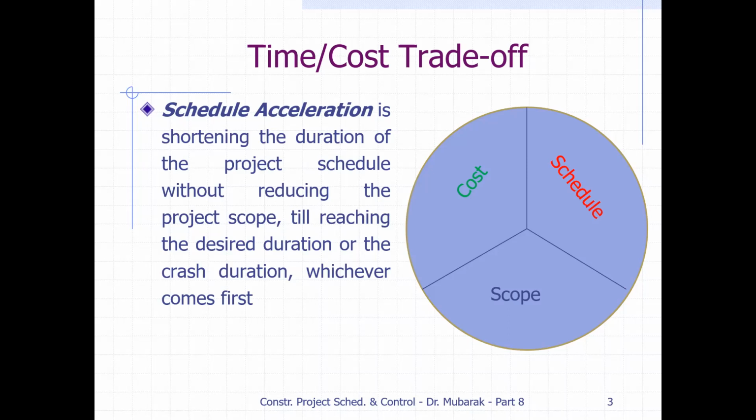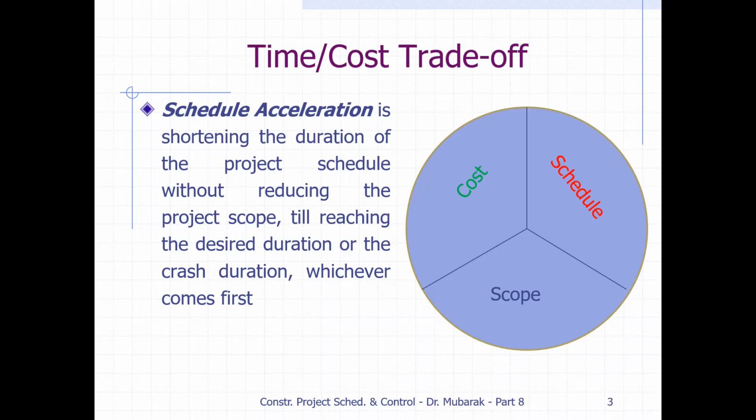Okay, so schedule acceleration. We are going to speed up the project. Schedule acceleration is shortening the duration of the project schedule without reducing the project scope. So it means we are not going to reduce the scope of the project, like volume of work or total project work, which will be the same. So we are going to speed up the project.